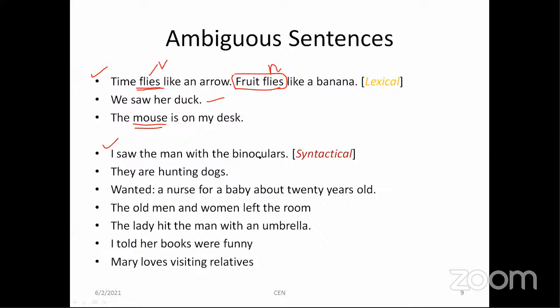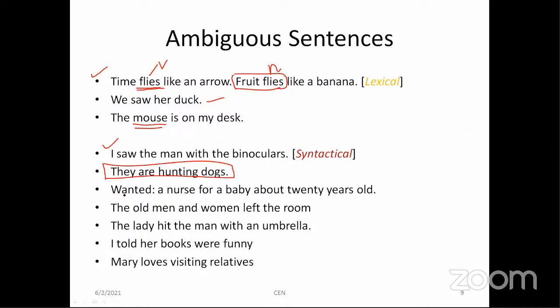The next sentence we have seen: I saw the man with the binoculars. They are hunting dogs. What are the two meanings for this sentence? Participants? Some people are trying to hunt a dog, that is, they are hunting it. In the other way, in the adjective way, they are hunting dogs: we are pointing out somebody, saying that they are hunting dogs. Another one is the normal sense: persons are they, and their job is hunting dogs.